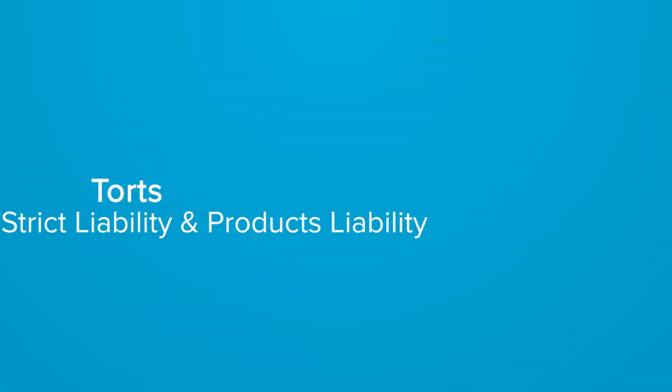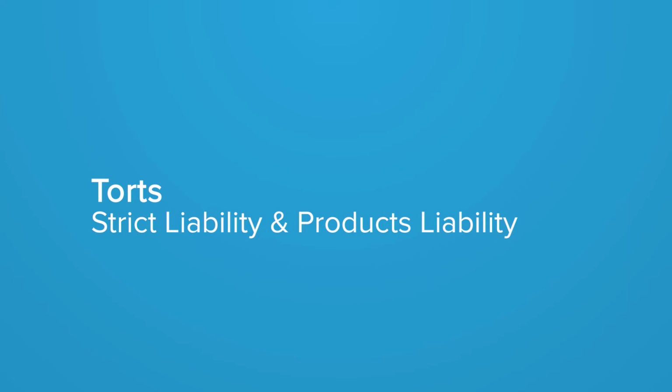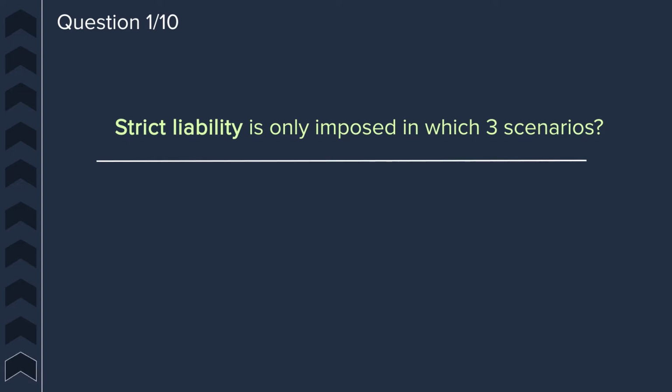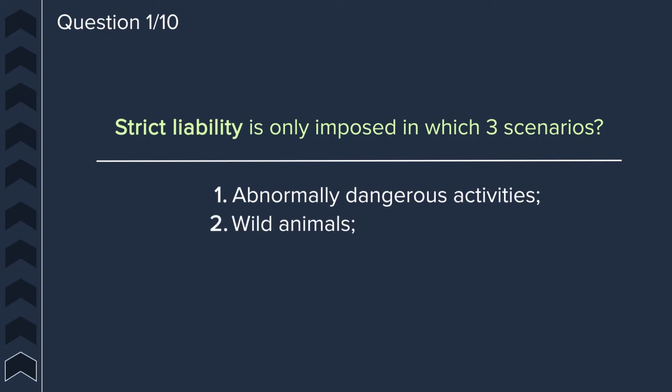These upcoming torts questions cover strict liability and products liability. All right, let's get started. Question 1. Strict liability is only imposed in which three scenarios? Strict liability is imposed in scenarios involving abnormally dangerous activities, wild animals, and defective products.